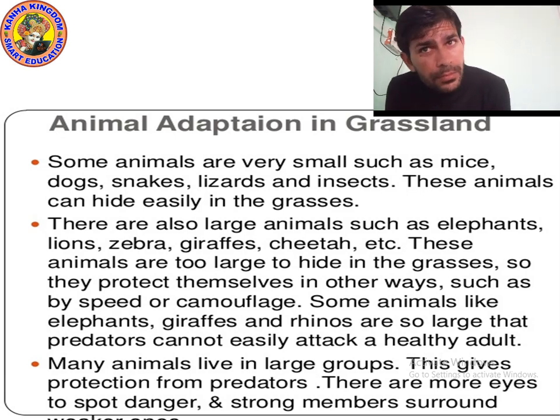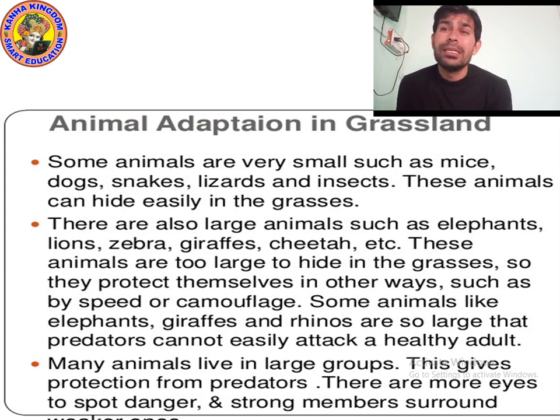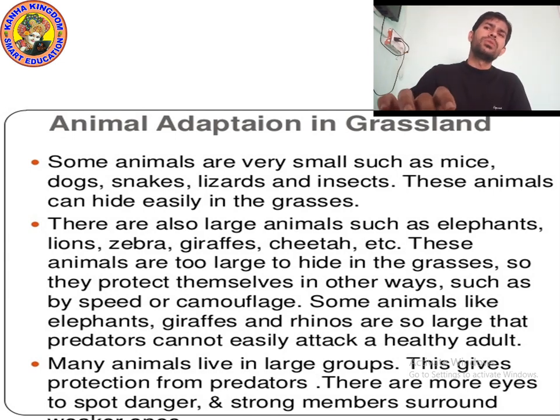Many animals live in a large group. Why do they live in groups in grassland? To protect themselves. The group gives protection from predators. There are more eyes to spot danger, and strong members around. They are highly sensitive, so they can easily protect themselves.